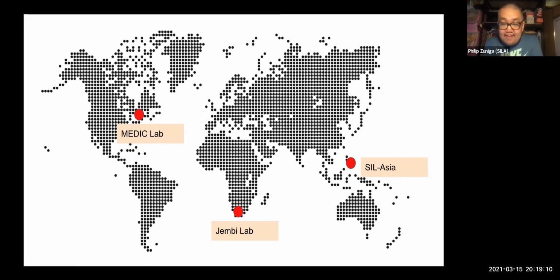The third lab, as I have mentioned earlier, that was established is the Standards and Interoperability Lab Asia. The purpose of the lab is to provide support to various countries in the Asia Pacific region. We were supported by Gembi Lab and Medic Lab because we were the youngest lab at that time.